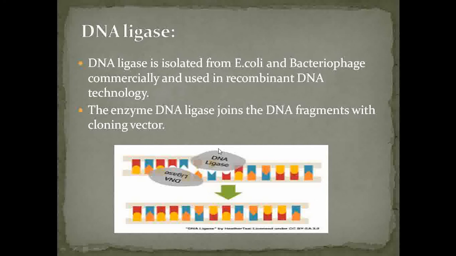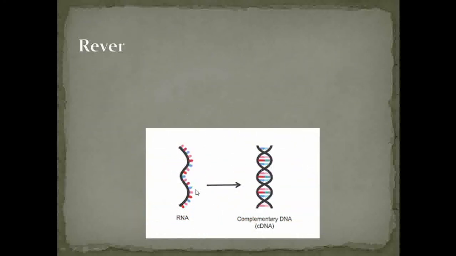the DNA fragments. If you observe this image, these are the restricted DNA, or you can say that after application of restriction endonucleases there is cutting of the DNA fragments, and those cut DNA fragments get rejoined with the help of DNA ligase.